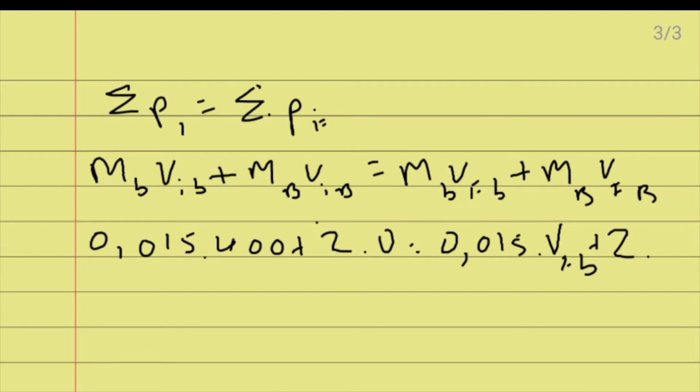If you look at our sketch, we are given the final velocity of the block there, which is 0.7. So it's going to be 0.015 times 400, you will get 6, plus 2 times 0, which is 0.